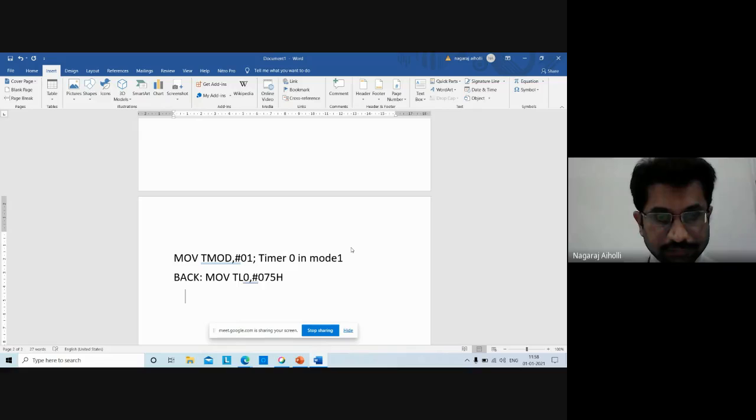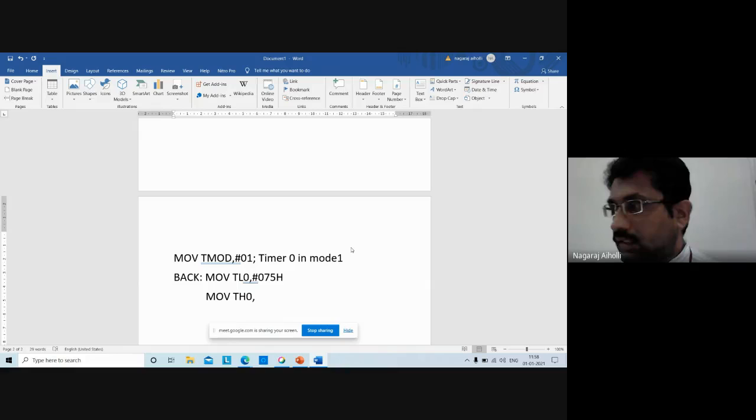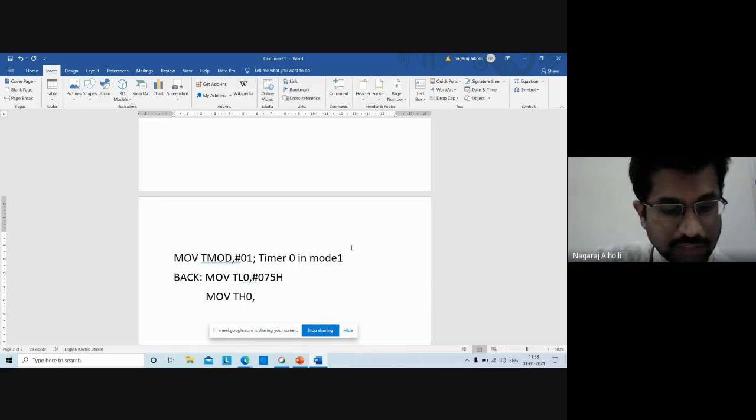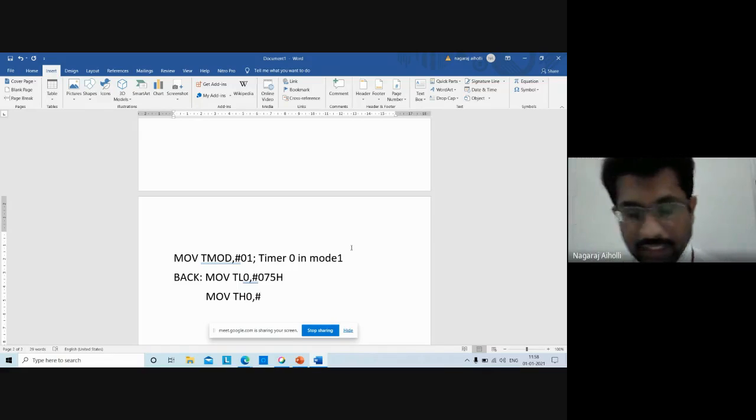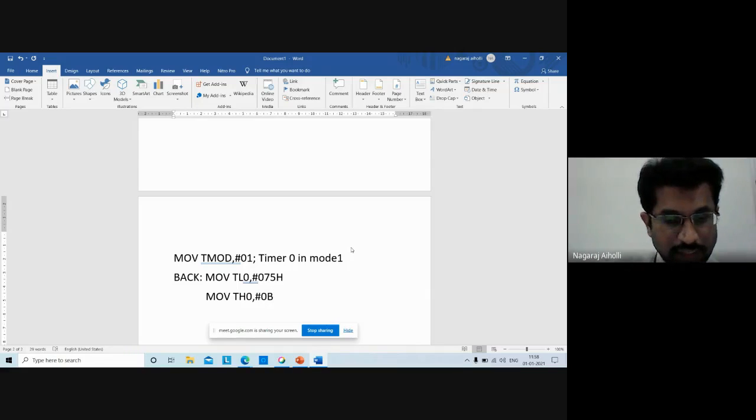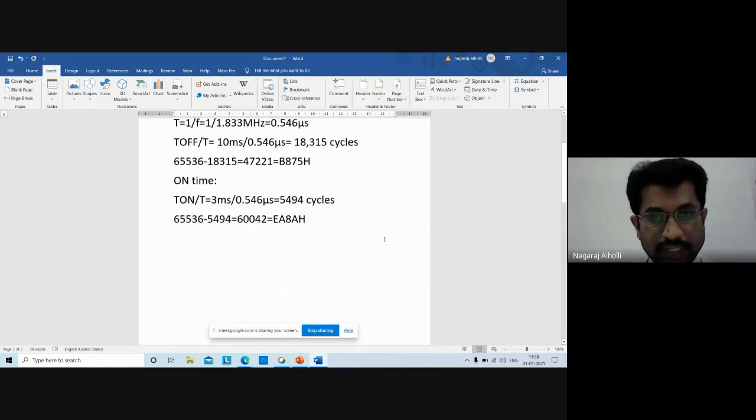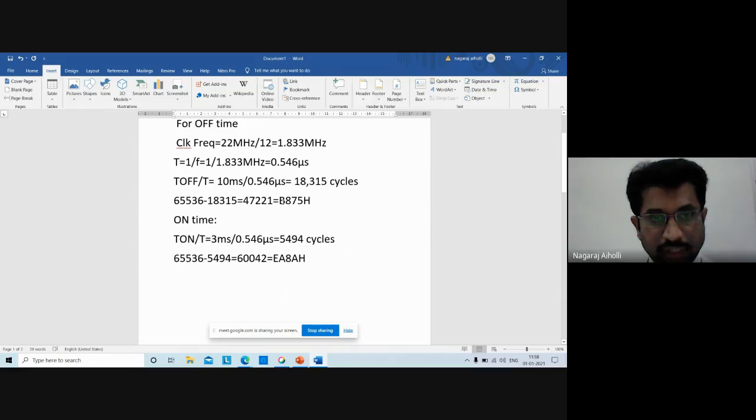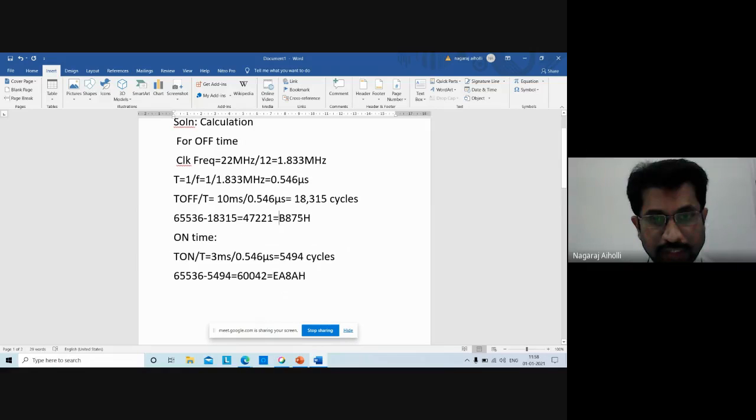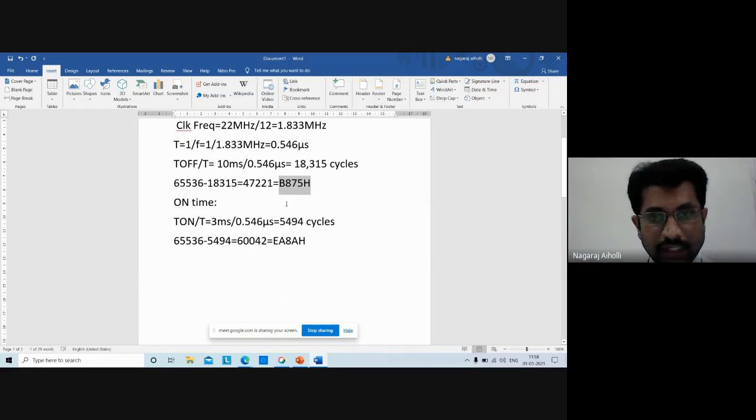Then MOV TH0, #0B8H. Okay, B875 is the starting value for the off time. Correct. In timer high we are storing B8, the upper 8 bits. In timer low we are storing the lower 8 bits, that is 75.